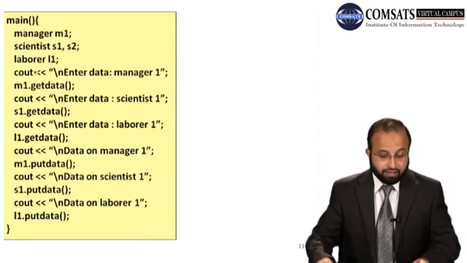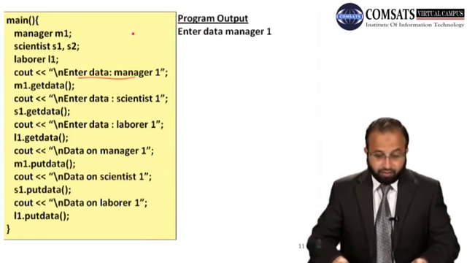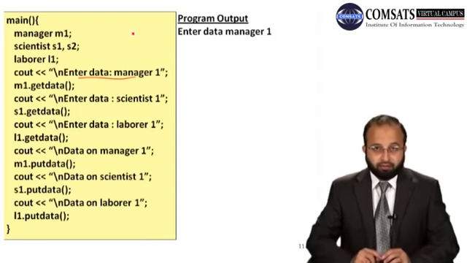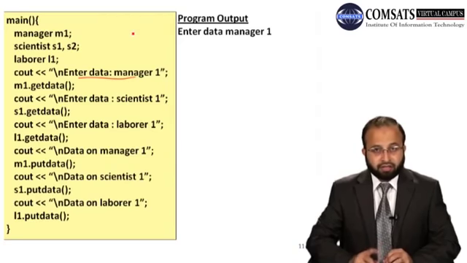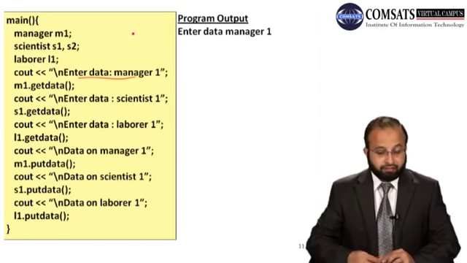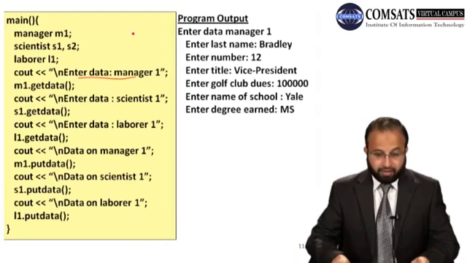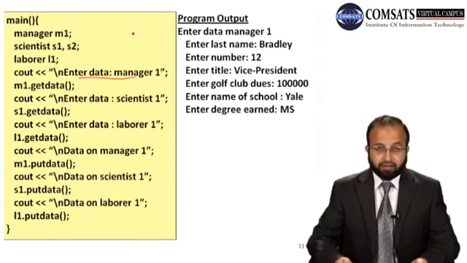First, call the function get data. So that is the program output. Enter data manager 1, and then you're calling the function m1.getData. So when this function is called, first it will call the employee's get data function. If you go to the definition of the get data function within the manager class, first it will call the get data function of the employee class, and it will ask for enter last name, enter number.